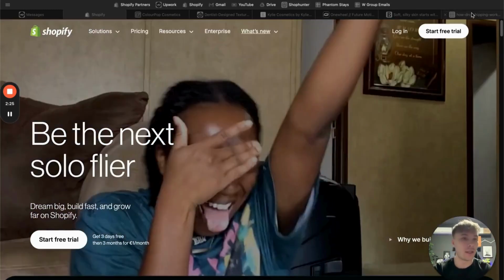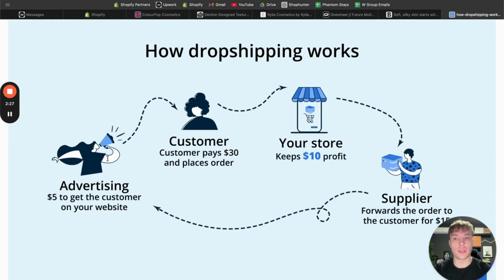Here's also an image I have prepared for you, showing how it works. We start by advertising the product. As soon as somebody orders the product, we keep the profit between the price difference. We pay the supplier and he ships the product to the customer's address.